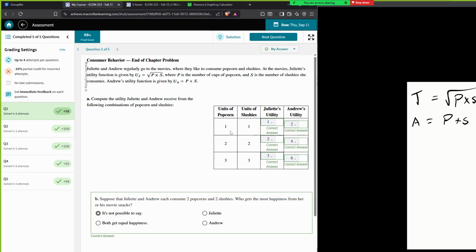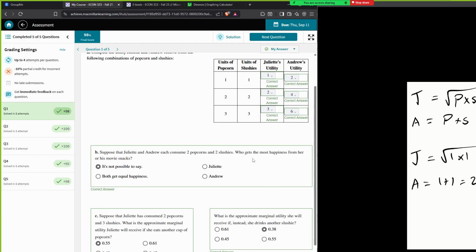So for Juliet, J equals the square root of, I have 1 popcorn and 1 slushie, oh no, sorry, it's 1 times 1, my bad. 1 times 1 is 1, square root of 1 is 1. So Juliet's utility is 1. Andrew's utility is just 1 plus 1 added together. So A equals 1 plus 1 equals 2, right? And then same thing for the other one. So you guys can plug these in. I don't think I need to do simple math in front of you guys, but that's how you get those numbers.